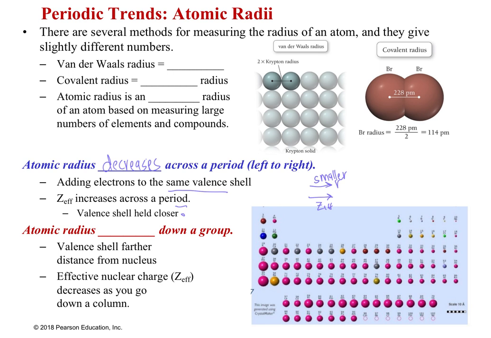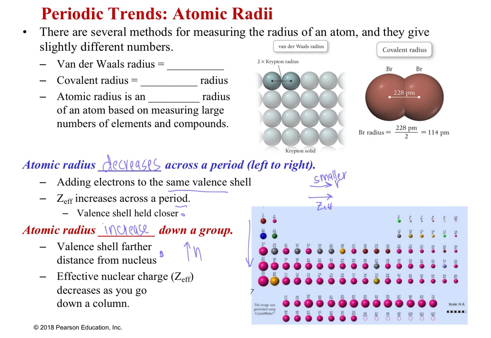And then our effective nuclear charge decreases as you go down, because we are further away from the nucleus, so the radius is going to increase as we go down. We have higher n levels, increased n's.